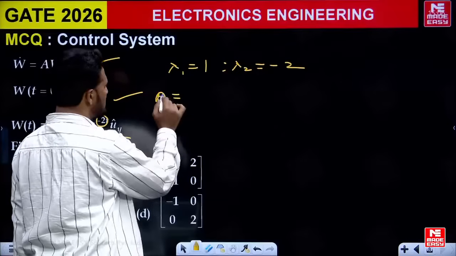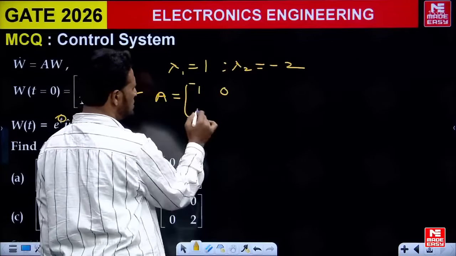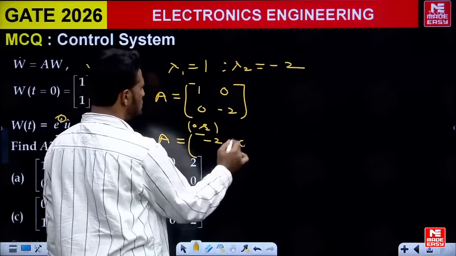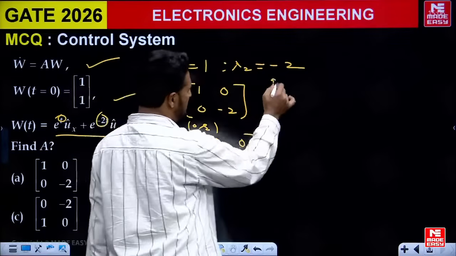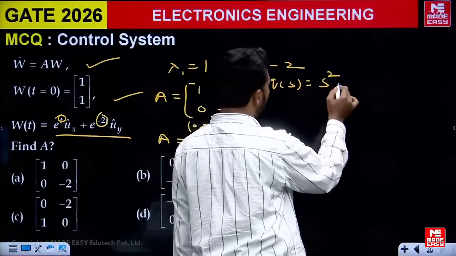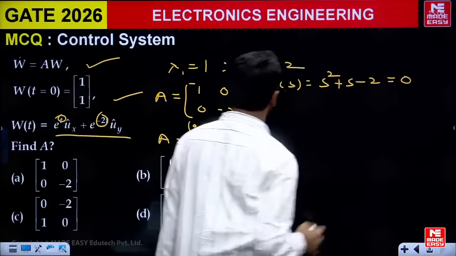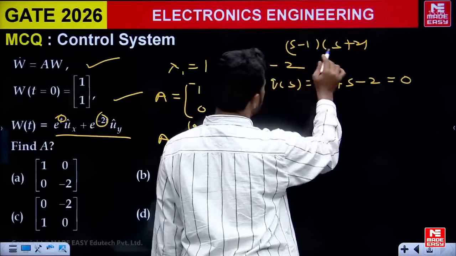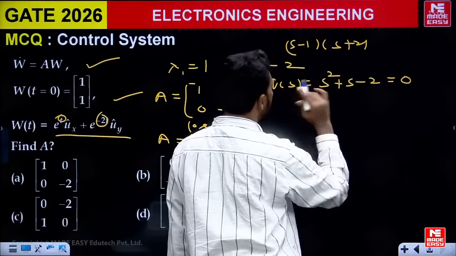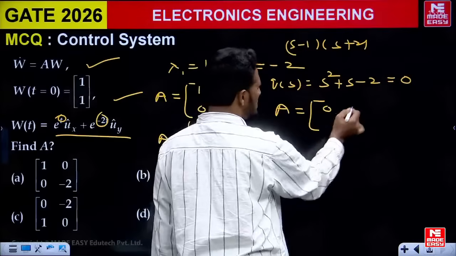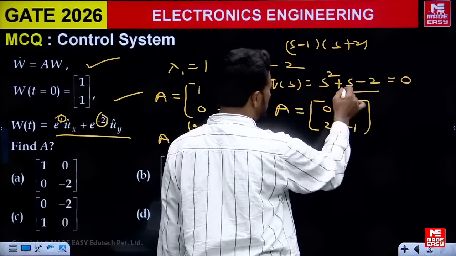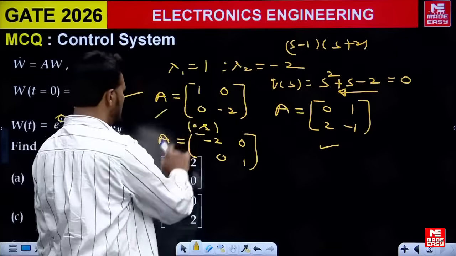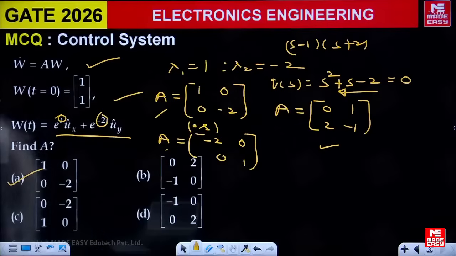So either the A matrix has to be [1, 0; 0, minus 2], or the A matrix has to be [minus 2, 0; 0, 1], or if I write the characteristic equation, it will be s square plus s minus 2 equal to 0. So the A matrix can even be [0, 1; 2, minus 1]. So either if this is found in the options, we can take this or this or this. I see that it is option A that you get.